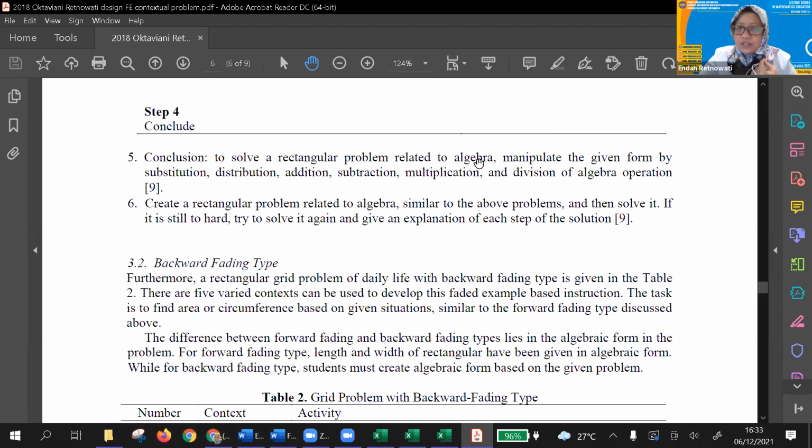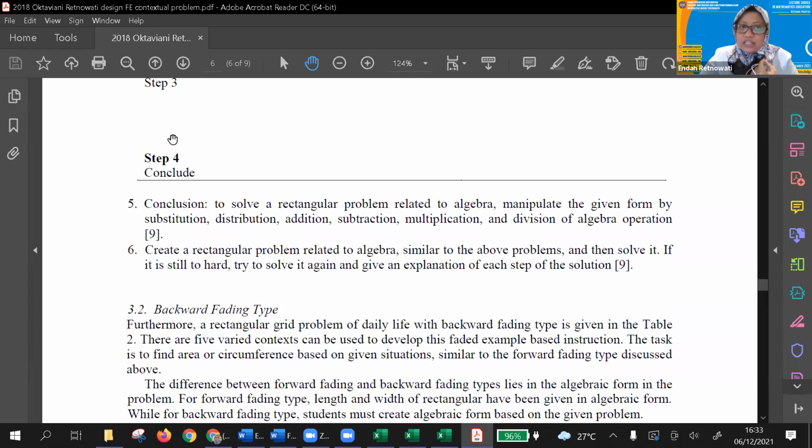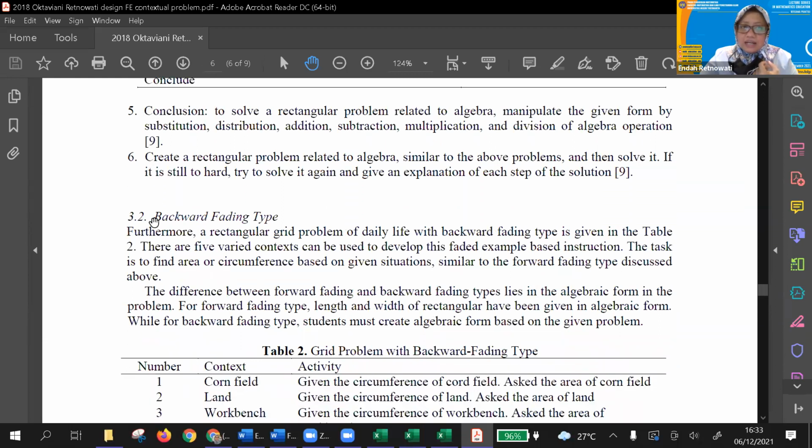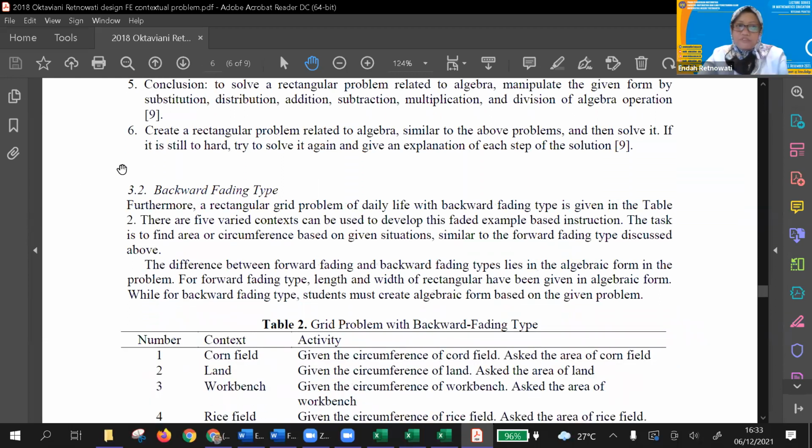problem related to algebra, manipulate the given form by substitution, distribution, addition, subtraction, and this. And then create a rectangular problem. So also asking them to create a problem. So they try to solve using the steps that they just learned from the faded examples. Okay, so that's the forward fading type.